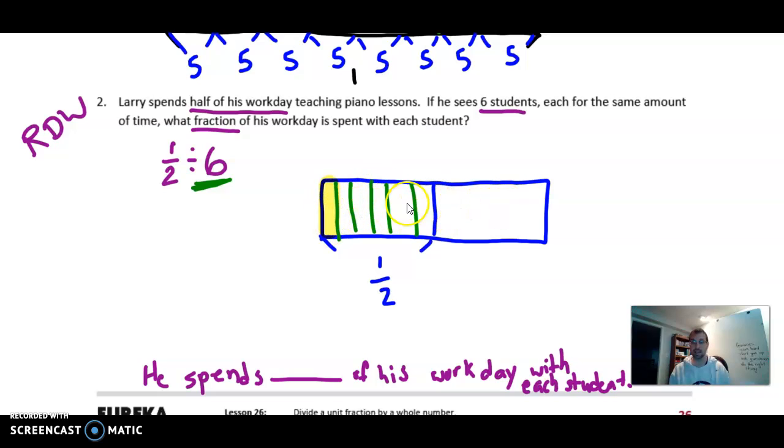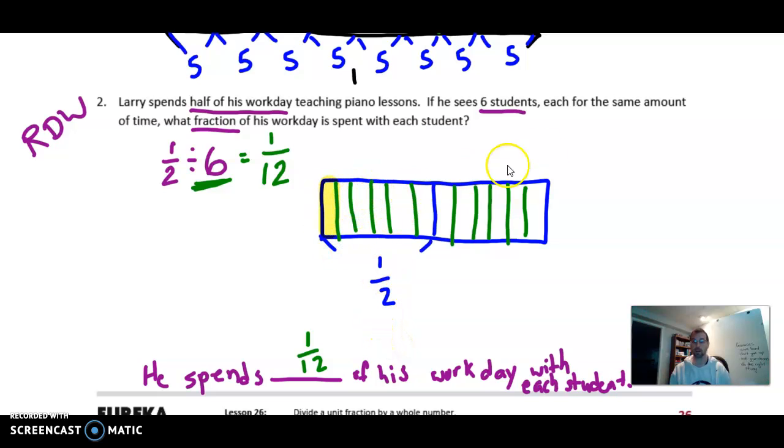How much of the day is he getting? Well, in order to have equal pieces, this is not equal. I need to cut this one into 6 pieces as well. Well, there's 1, 2, 3, 4, 5, 6 pieces. What fraction is it? What are we left with? Well, there's one piece for each student. And how many altogether? And again, we said that there's 6 here and 6 over here. There's 12 parts of the day. 12 open spots. He's taking one of them. So he spends 1/12 of his workday with each student.